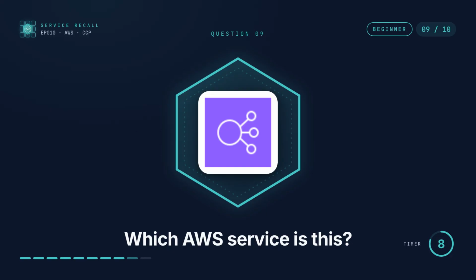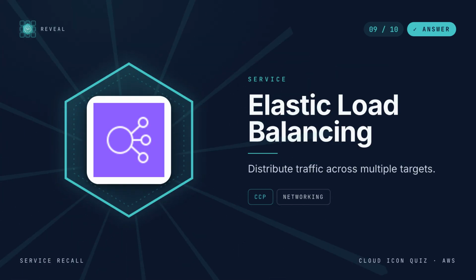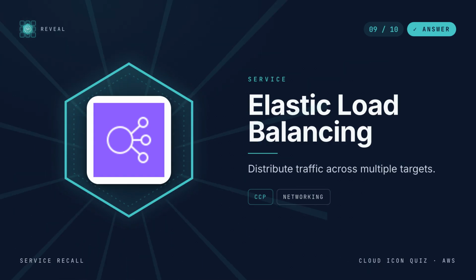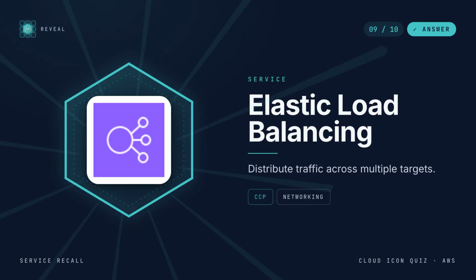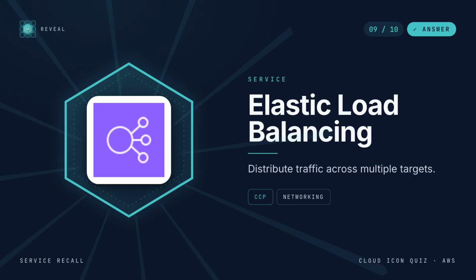Question 9. Which AWS service is this? Elastic Load Balancing. ELB distributes incoming traffic across multiple targets: EC2 instances, containers, or IP addresses. When traffic spikes, ELB routes requests to healthy instances and avoids overloaded ones. If an instance fails a health check, ELB stops sending it traffic automatically.